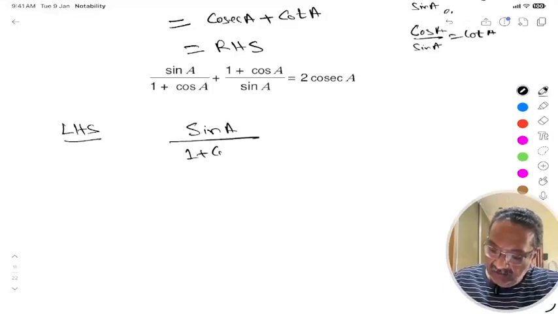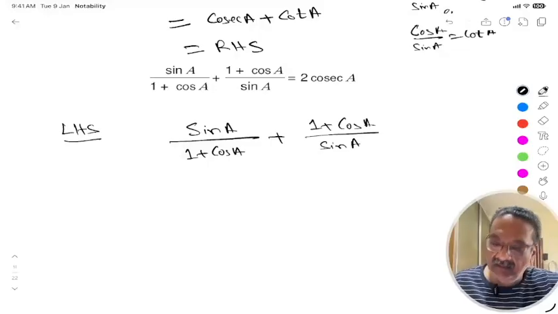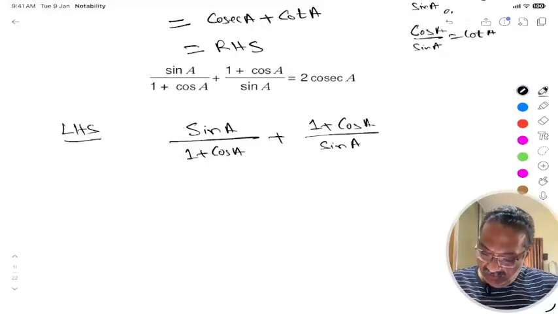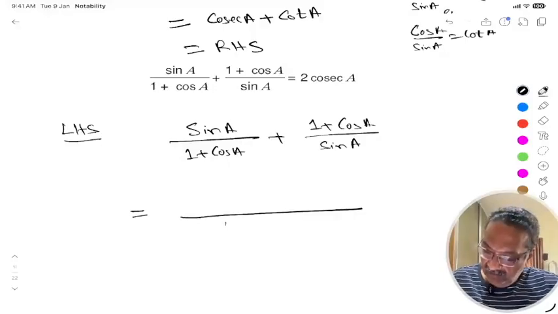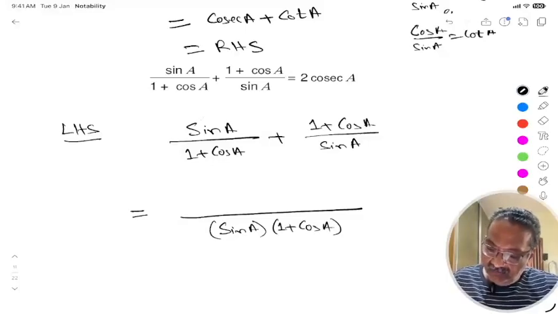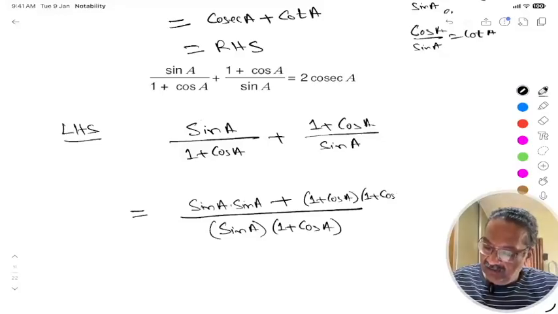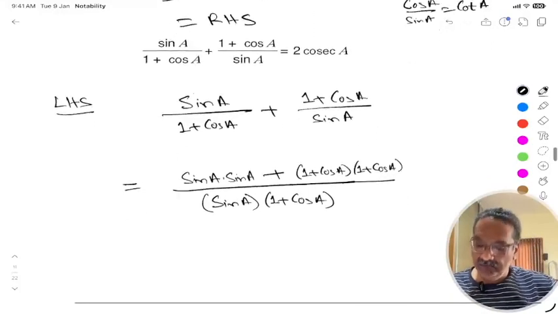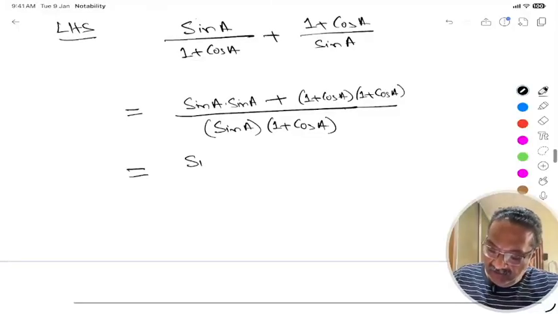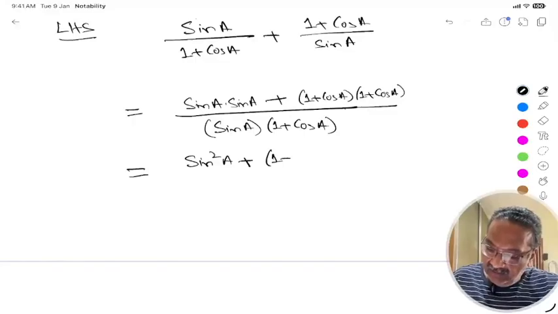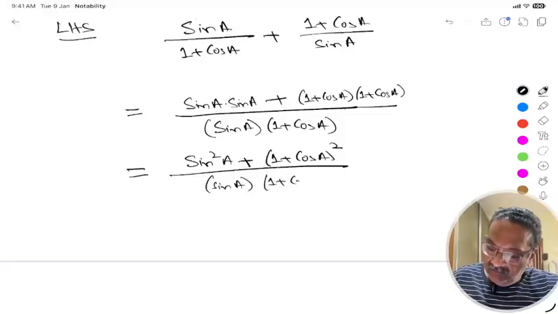sin A by 1 plus cos A plus 1 plus cos A by sin A. Okay, now how do we solve this? We'll take the LCM. Let us see. Okay, LCM will be sin A into 1 plus cos A. So this becomes sin A into sin A plus 1 plus cos A into 1 plus cos A. All right. So we will continue. This becomes sin A into sin A is sin square A plus this is 1 plus cos A whole square divided by sin A into 1 plus cos A.